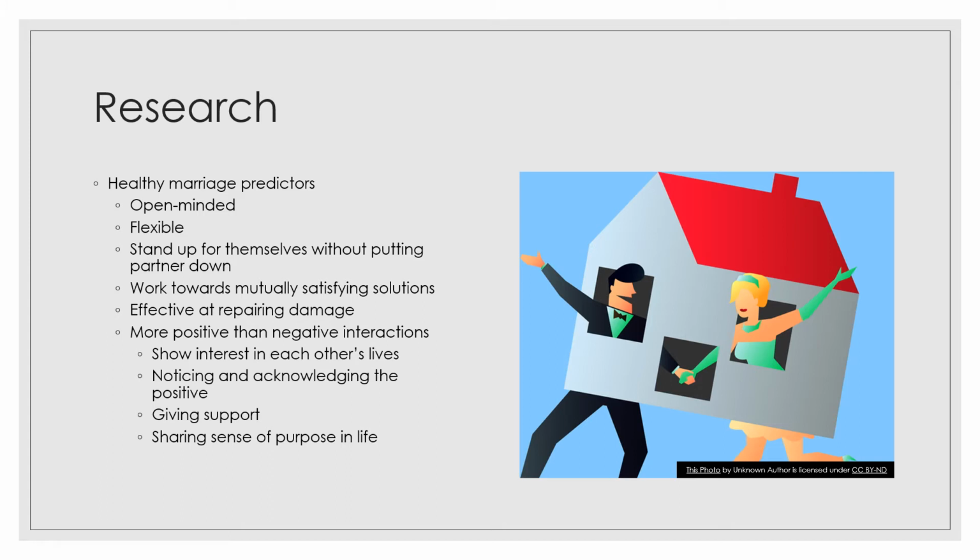You can do this in a number of different ways, even just something as simple as showing interest in what the other person is doing, noticing and acknowledging positive things, even if it's tiny, giving support, being there for your spouse when they're struggling with anything, or even just giving support when they're not struggling, by giving an extra hand with something that you may not normally help out with.